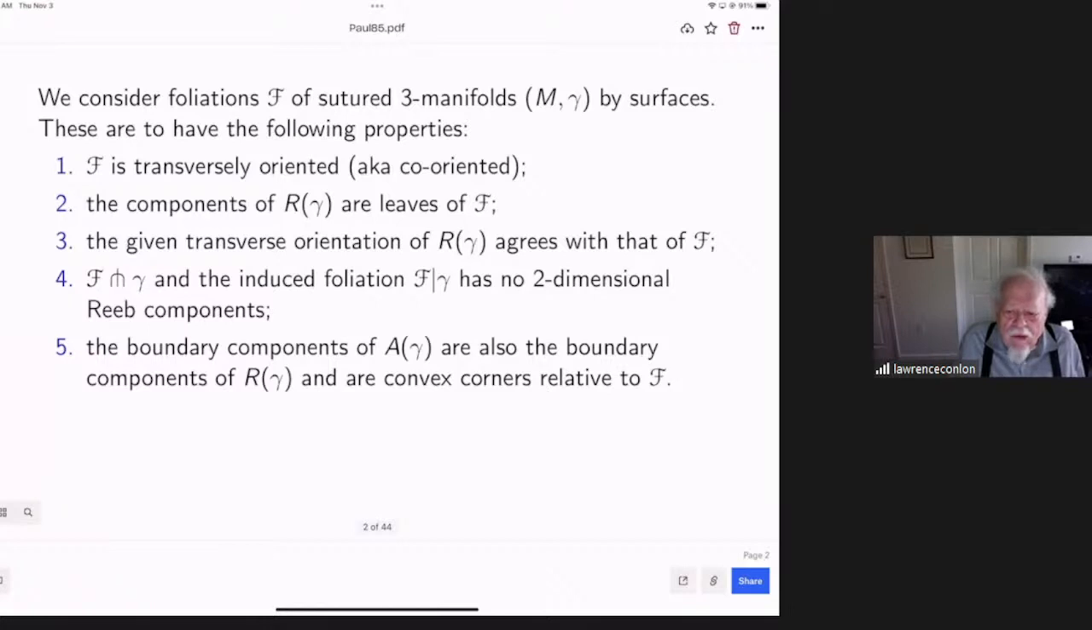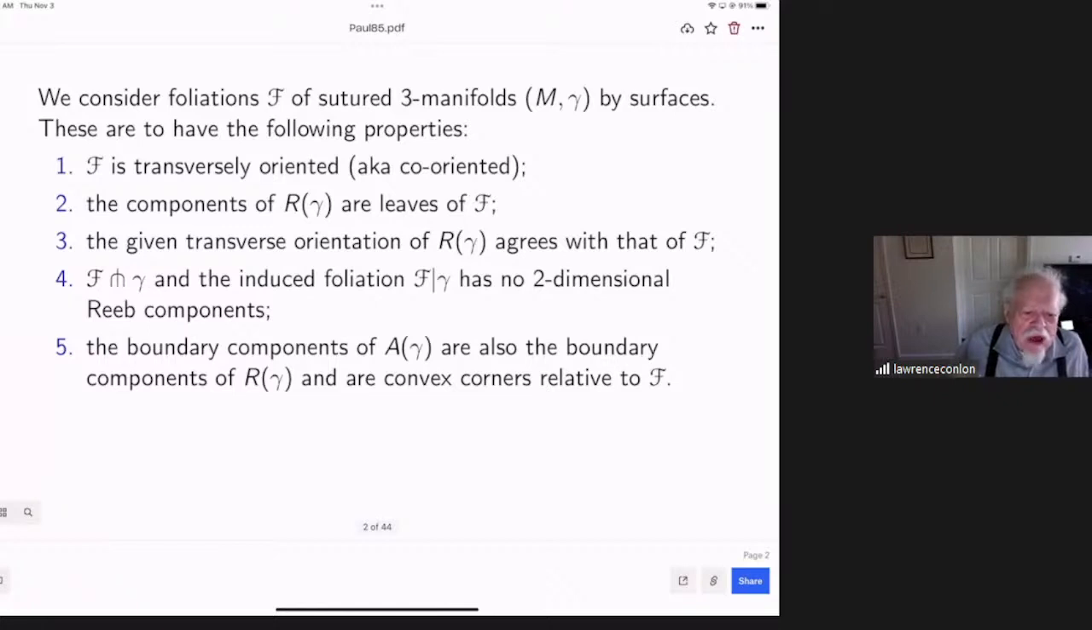Gamma is contained in the boundary of M. R of gamma is its closed complement in the boundary of M. And I don't remember if Rachel mentioned, but sutured manifolds come with a given transverse orientation of R of gamma. And that, of course, has to agree with the transverse orientation of F.